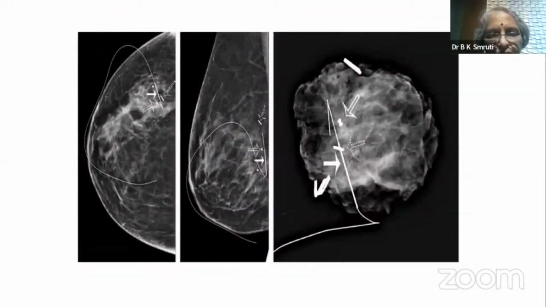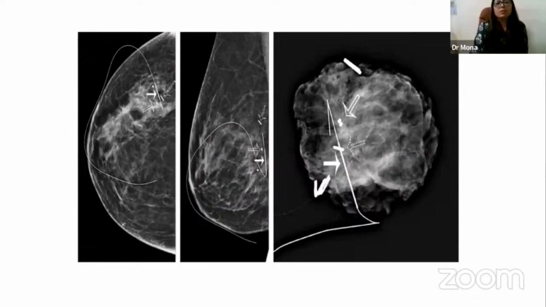Next slide. This is the slide which is showing that we have clipped and we have done a hook wire. And this is the specimen mammogram, which shows the hook wire in place and the lesion which is out. So next slide, please.